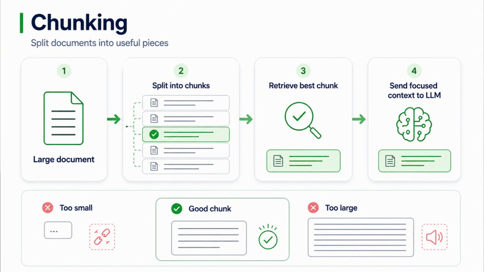But chunking has to be done very carefully. If the chunk is too small, it may lose important context. For example, if a policy sentence says approval is required, but the previous sentence explains what approval means, then retrieving only one small sentence may not be enough. On the other side, if the chunk is too large, it may include too much unrelated information, which wastes tokens and confuses the model.